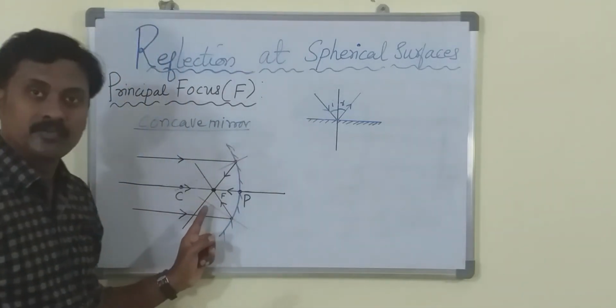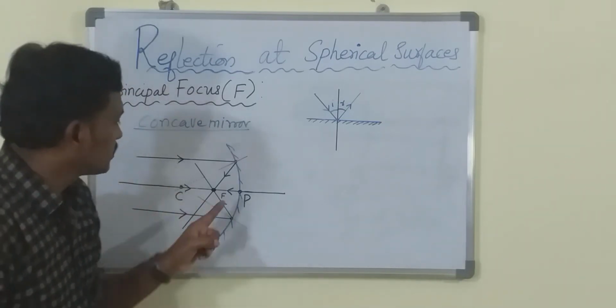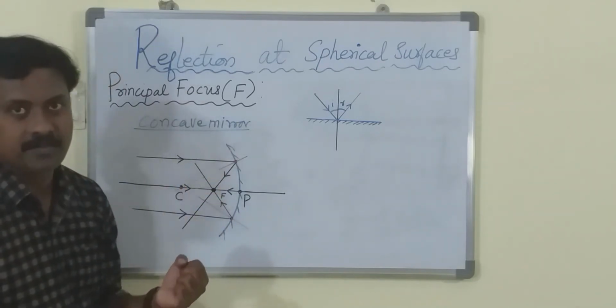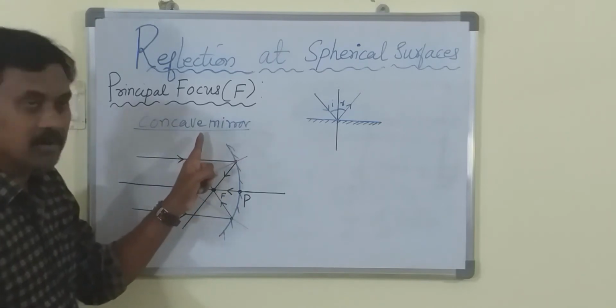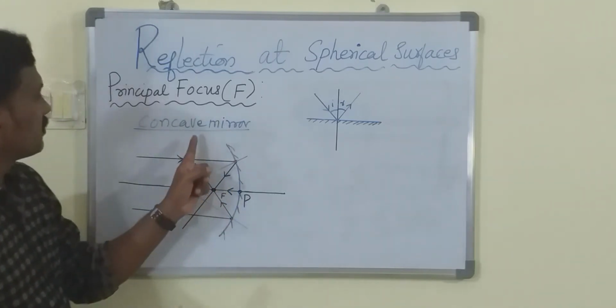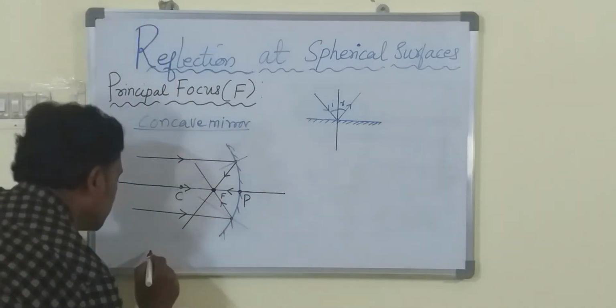And this principal focus is called a real focus. Why do we call it a real focus? Because the reflected light rays are actually meeting. So we call that a real focus. And one more point is that when a parallel beam of light rays is incident on a concave mirror, we can see that all the reflected light rays are converging. So therefore, the concave mirror is also called a converging mirror. So I am writing here converging mirror.